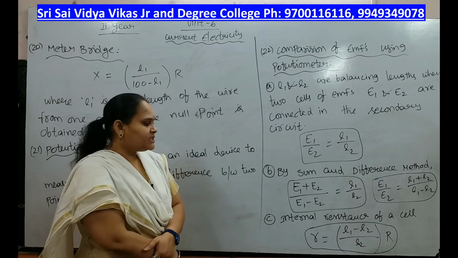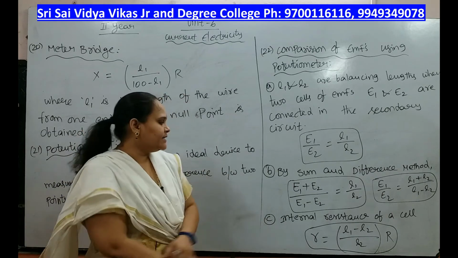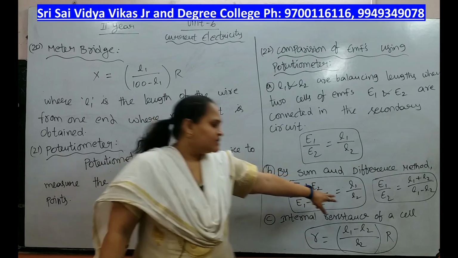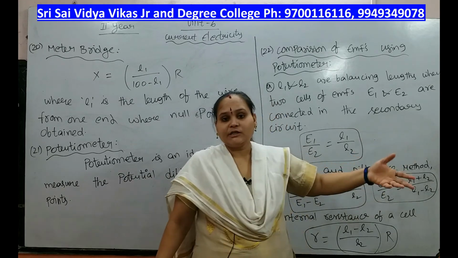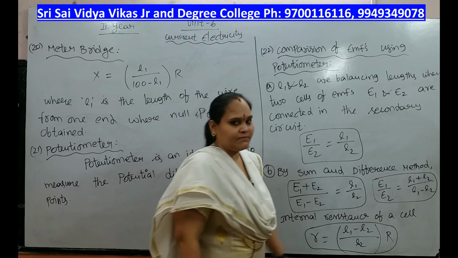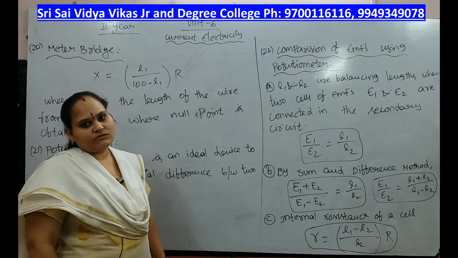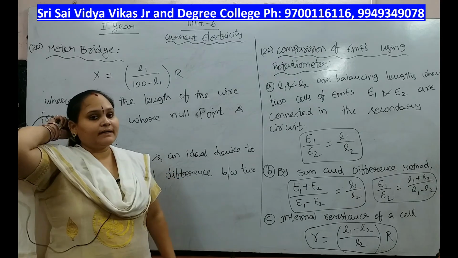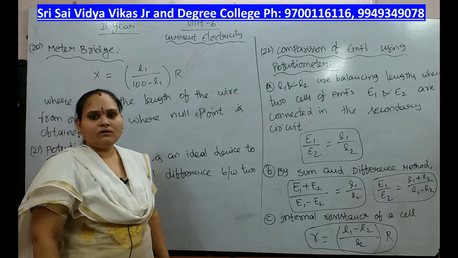By the sum and difference method, (E1 plus E2) by (E1 minus E2) equals L1 by L2. Here the sum or difference of the EMFs is related to the lengths. Similarly, E1 by E2 equals (L1 plus L2) by (L1 minus L2). And the internal resistance of a cell is calculated using the formula r equals (L1 minus L2) by L2 into capital R. This is the comparison of EMFs using potentiometer.